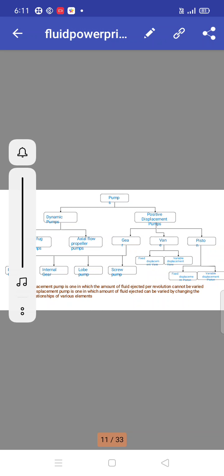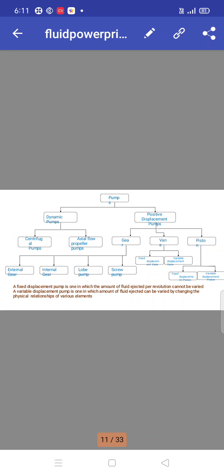It specifies the classification of pumps. Pumps may be categorized into dynamic pumps and positive displacement pumps. Again, the dynamic pumps are classified into centrifugal pump and axial flow propeller type pump. The positive displacement pumps are categorized into gear pump, vane pump, and piston pumps.